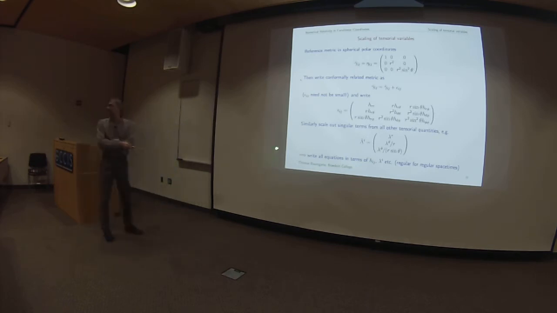And in essence, what I'll do in the code, these h's will be my grid functions. Those are the functions that I evolve, and these I handle analytically. This is how you rescale a rank 2 tensor with indices downstairs. A rank 1 tensor with indices upstairs will become the opposite. You will do this, and again, these h's or these little lambdas are the functions that you actually evolve in the code. Those will remain regular for a regular spacetime.